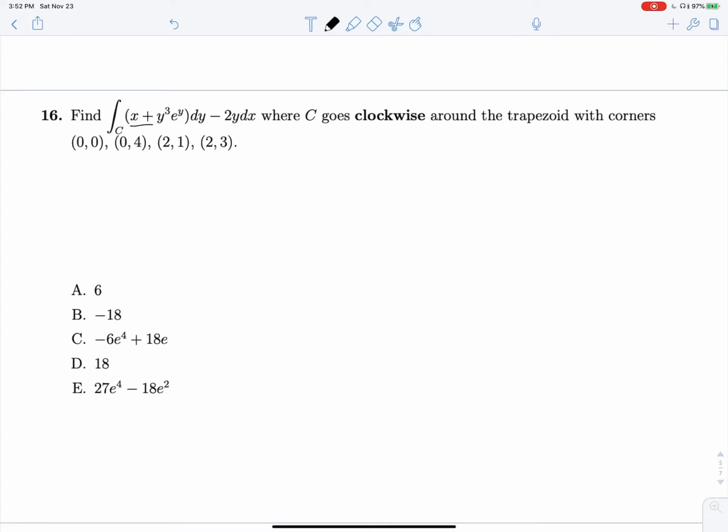Okay, we are finding this whole thing where C goes counterclockwise around the trapezoid with these corners. So first of all, before we do anything, let's figure out what this trapezoid looks like. (0, 0), (0, 4), (2, 1), and (2, 3). So we're dealing with this kind of shape here.